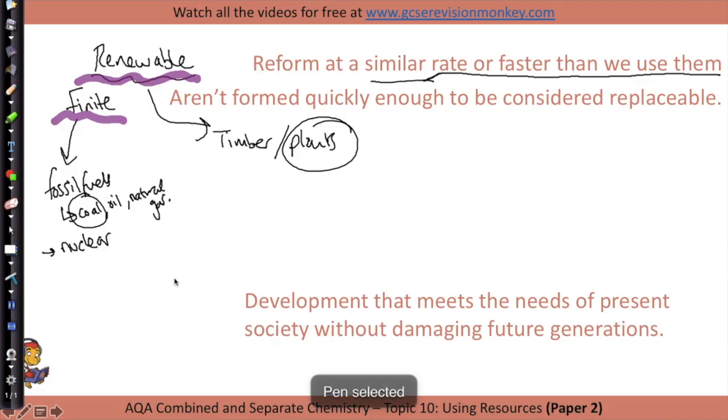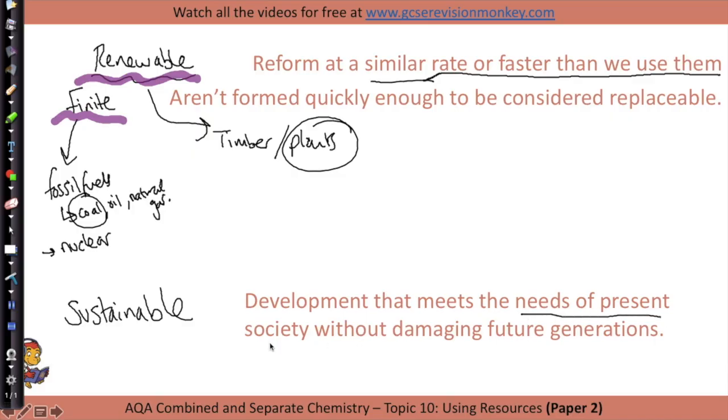And the whole point we'd have that drive is to develop a sustainable development. And this is development that meets the needs of the present society without damaging future generations. And what that means is, yes, at the moment, if we wanted to, we could use all the finite resources available to us. However, that would have a massive impact on future generations and we would just destroy the planet.